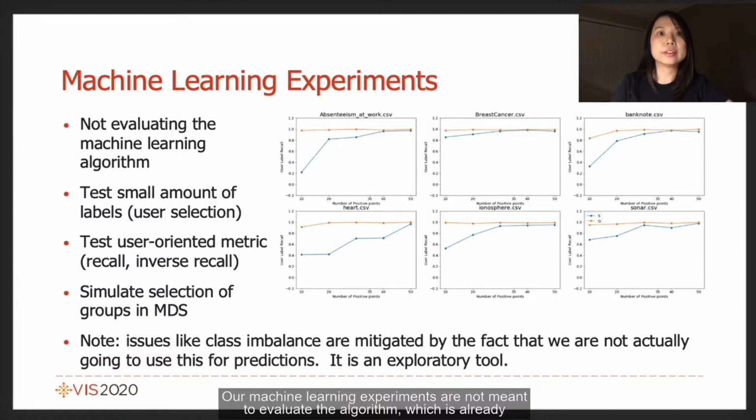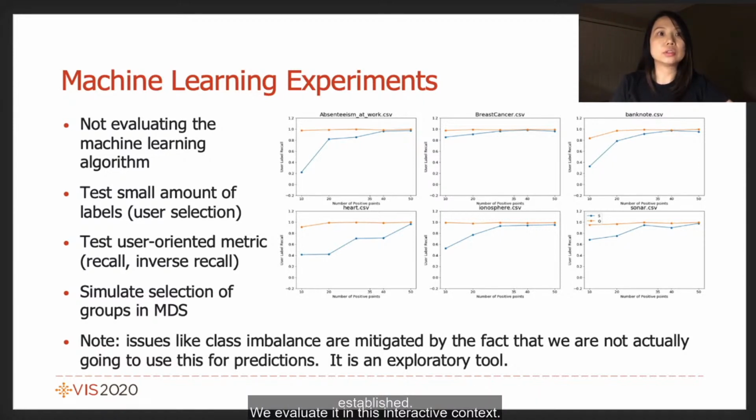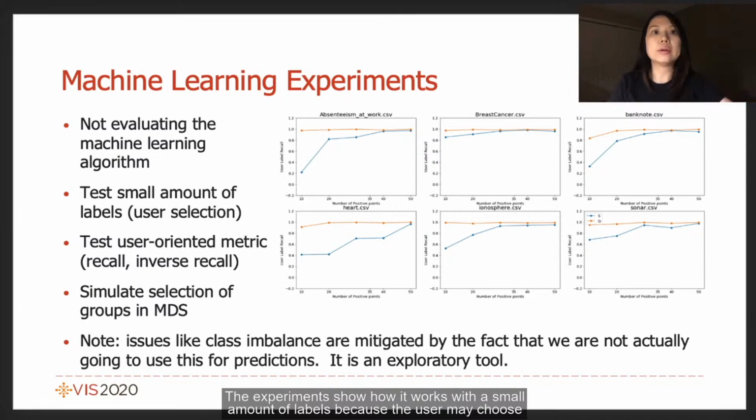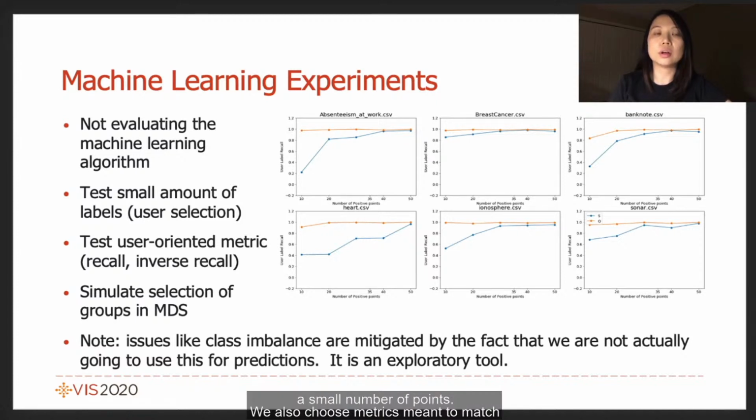Our machine learning experiments are not meant to evaluate the algorithm, which is already established. We evaluate it in this interactive context. The experiments show how it works with a small amount of labels because the user chooses a small number of points. We also choose metrics meant to match.